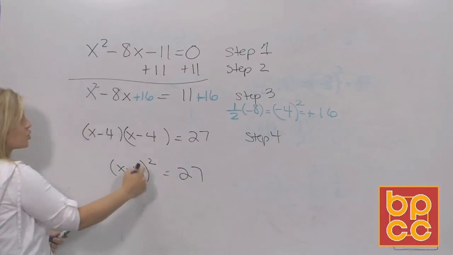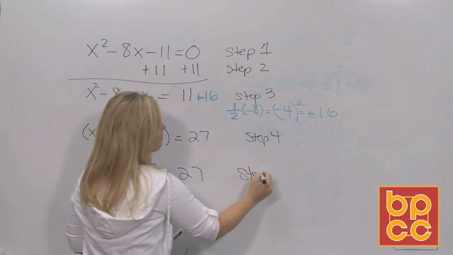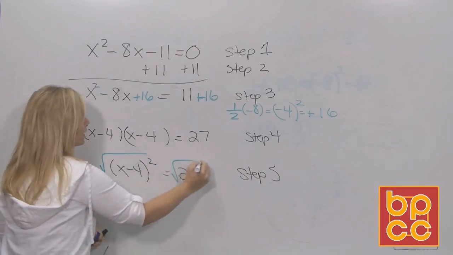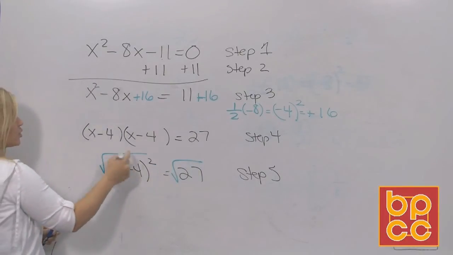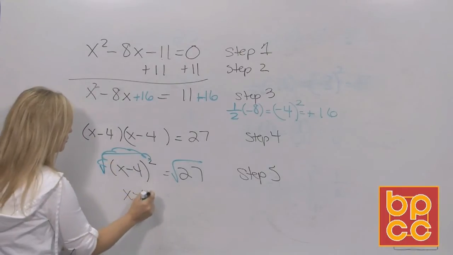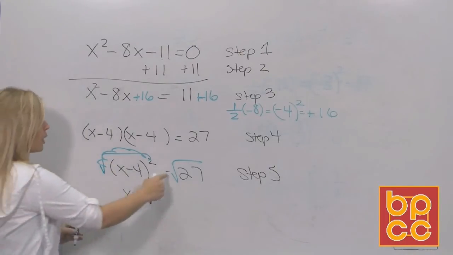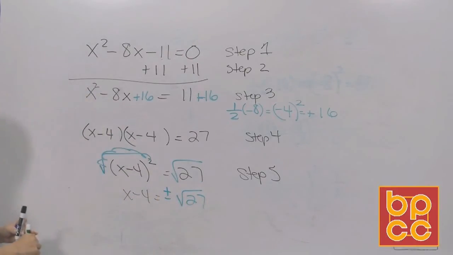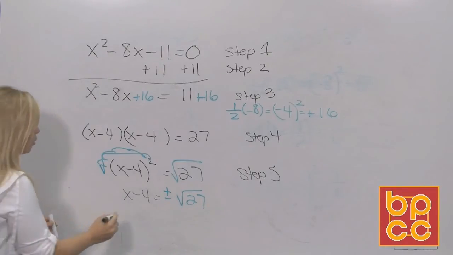And if we write it as a square, now we can do step 5, which we learned the opposite of squaring is square rooting. Squares and square roots cancel out. There's your x minus 4. You learned when you square root, you put both a plus or minus, square root 27. So what you're really doing is incorporating factoring and square rooting in this method.